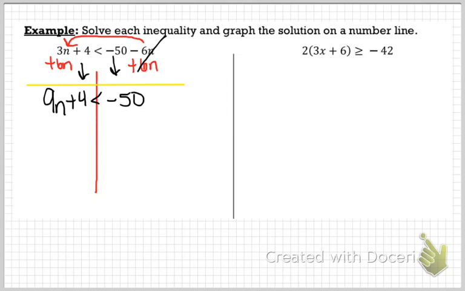We're going to isolate the variable. So first get rid of whatever's adding or subtracting. So we got to get rid of the 4 by subtracting it over.